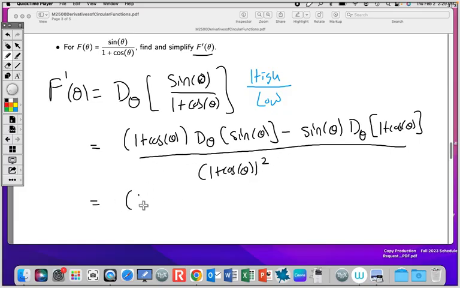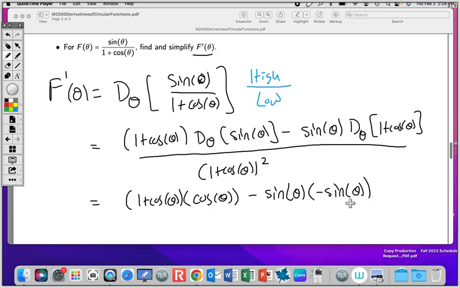So let's run through this here. We've got a 1 plus a cosine of theta times the derivative of sine theta, which is cosine theta, minus the sine of theta times the derivative of 1 plus the derivative of cosine theta. Derivative of 1 is 0. Derivative of cosine of theta is minus sine of theta. This is all divided by 1 plus the cosine of theta squared.